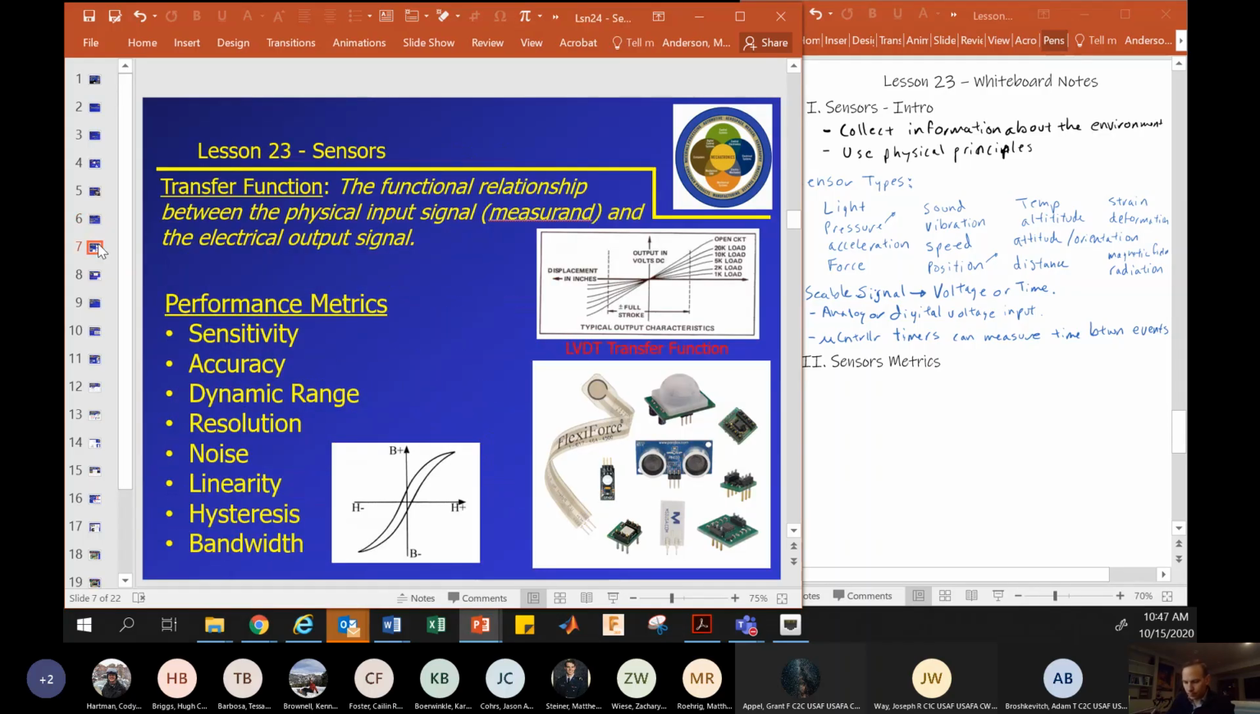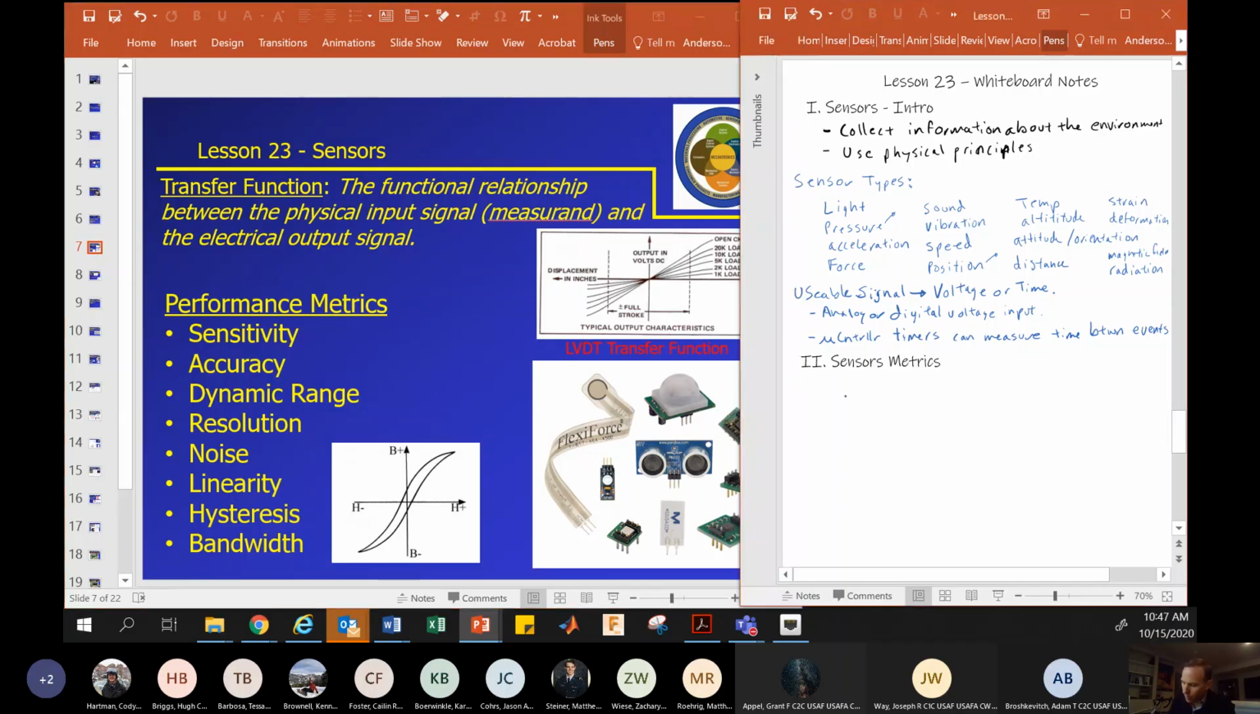Okay, so let's talk about some ways in which we characterize sensors. So first of all, we want to jot down this definition of a transfer function. And if you've taken Mech 325, you've heard about a transfer function. And this is the same thing we're talking about here, except that the transfer functions you may see for different sensors may look different than the transfer functions you saw in system dynamics, Mech 325.